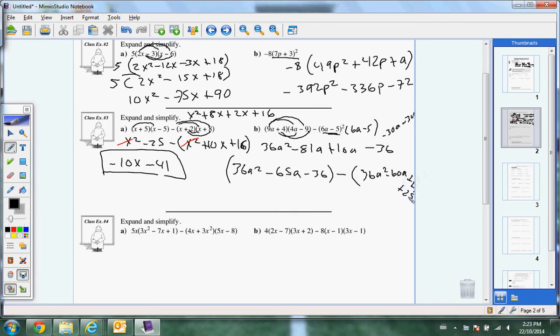Plus 25. All right, so we're minusing all this stuff, so I have a 36a squared minus another 36a squared. So those cancel again. I have negative 65 minus a negative 60. So minus and minus means what? Add. So that's going to be negative 65 plus 60, which is a negative 5a. So those are done. And then I have a negative 36 minus 25. Minus 25 would give me a negative 61. So negative 5a minus 61 was what we want there.